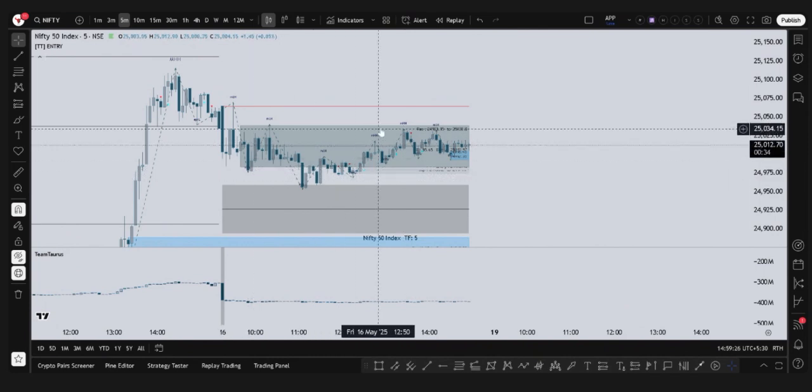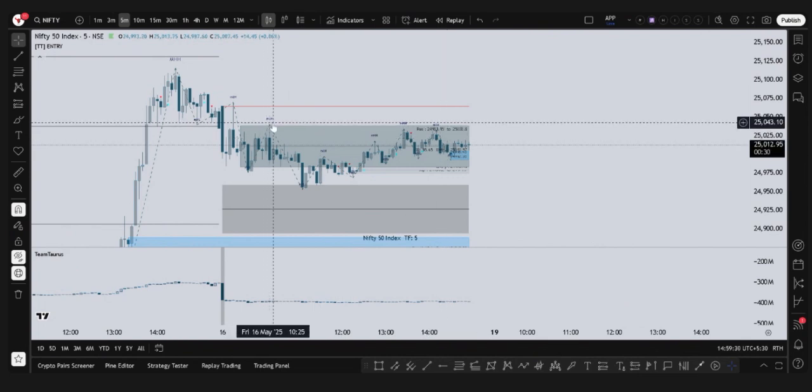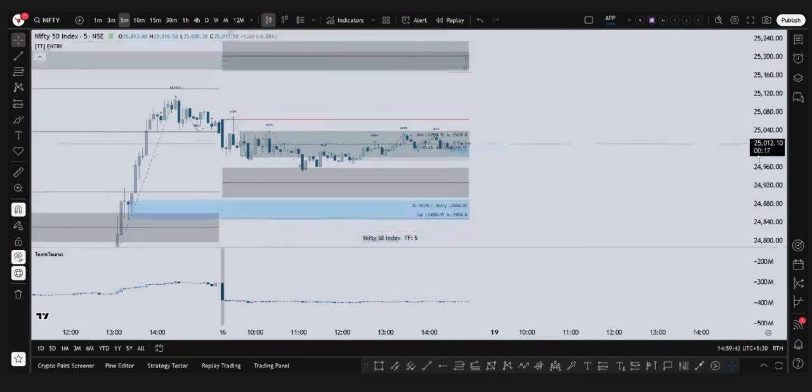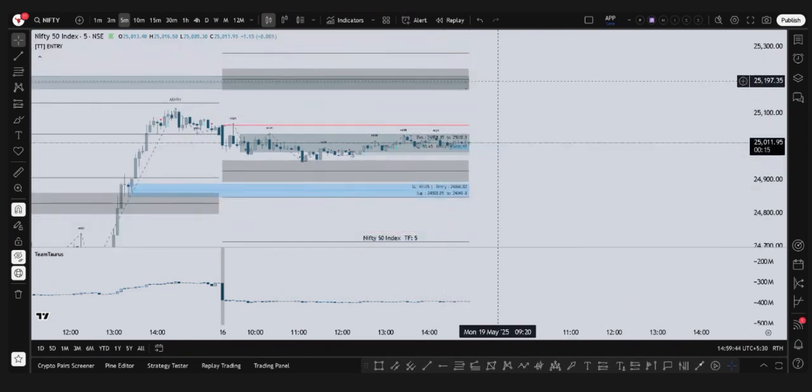It is making smaller higher highs, but it did not break the major high that was created before. Okay. So if at all this area is broken, this is your stop loss, and here you will be taking your trade, and your target will be this area.